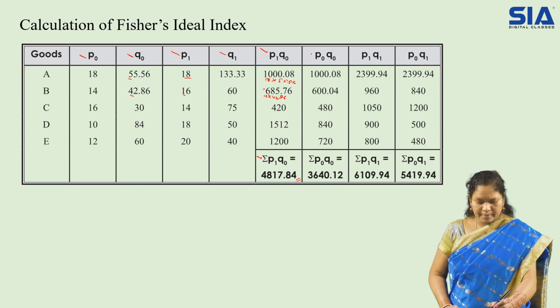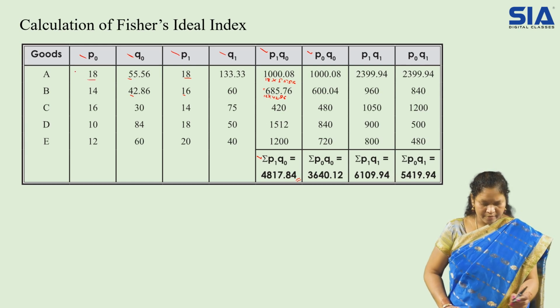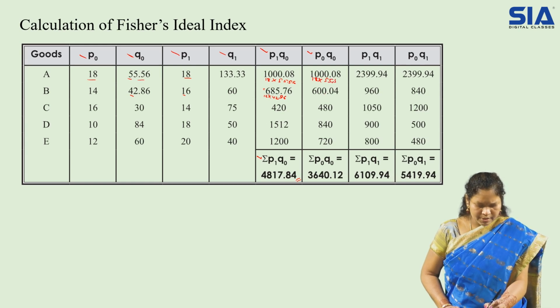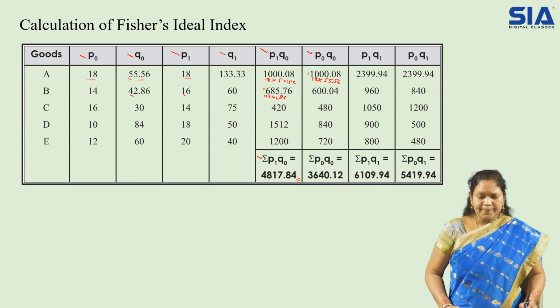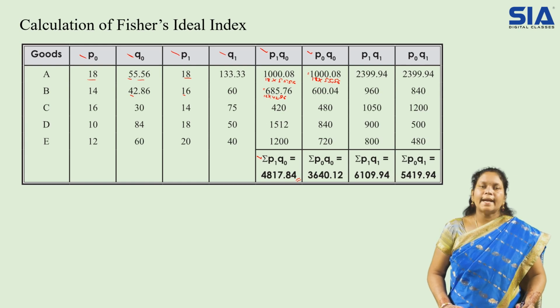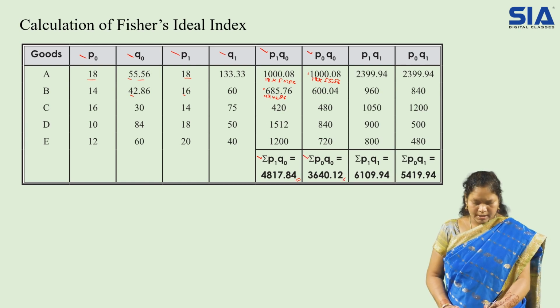So I am considering P0 and P0 into Q0. Simply P0 value multiply with Q0 value. So first P0 value I have 18. So 18 into Q0 value again 55.56 I have, multiply and get the answer. So I have got some 1000.08. So similarly, go for the next values also. Then add up all the values of this column so that we can find summation P0 Q0. So I have got some answer.